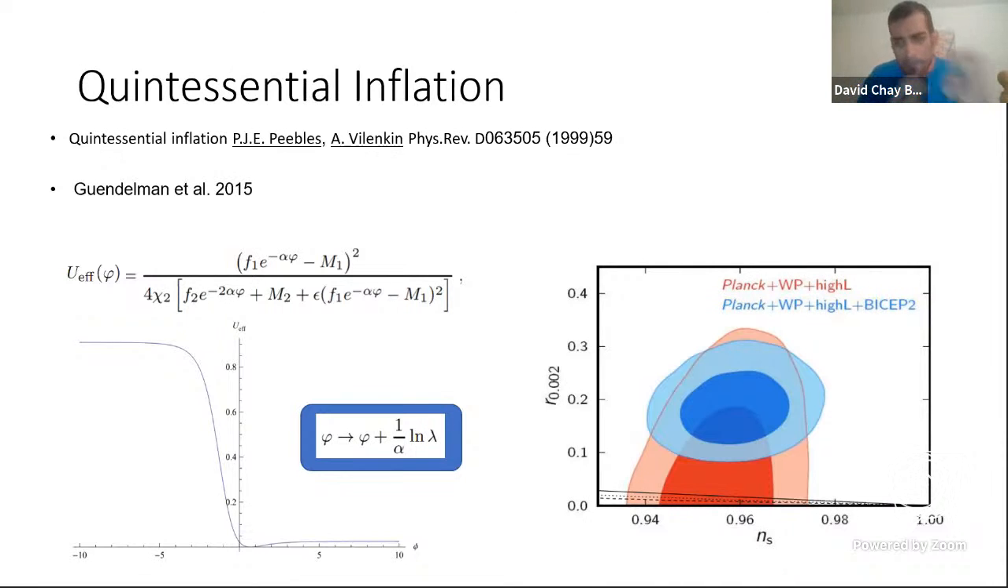So we have a lot of fine-tuning problems, and with my supervisor, we try to think how to extend or how to unify the inflationary and the dark energy epochs. Of course, this is not our original idea. The original idea of how to unify quintessence and inflation was by Peebles and Alexander Vilenkin in this paper.